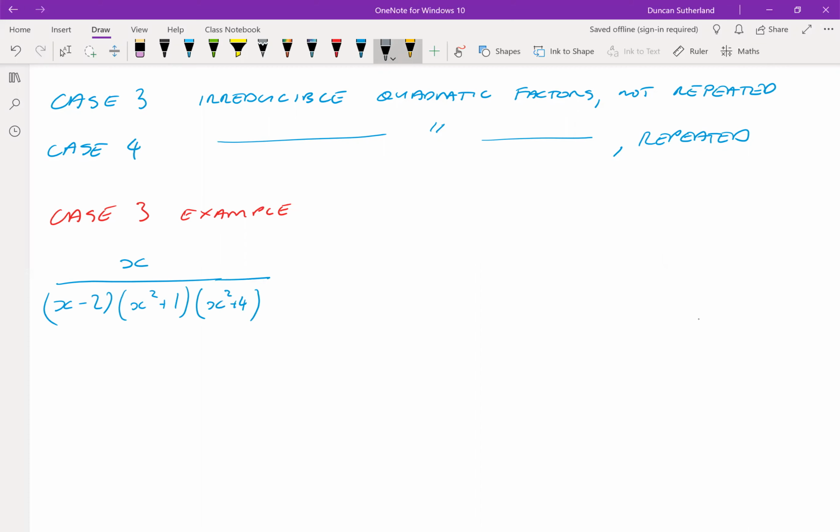Now, this example contains two irreducible quadratic factors. This is a quadratic factor because it's got an x squared term in it. This is a quadratic factor because it has an x squared term in it as well. The point about it being irreducible is this is as far as you can factorize these terms without resorting to complex numbers. So that's what we mean by irreducible. Here's the factorization that you would use in this case.